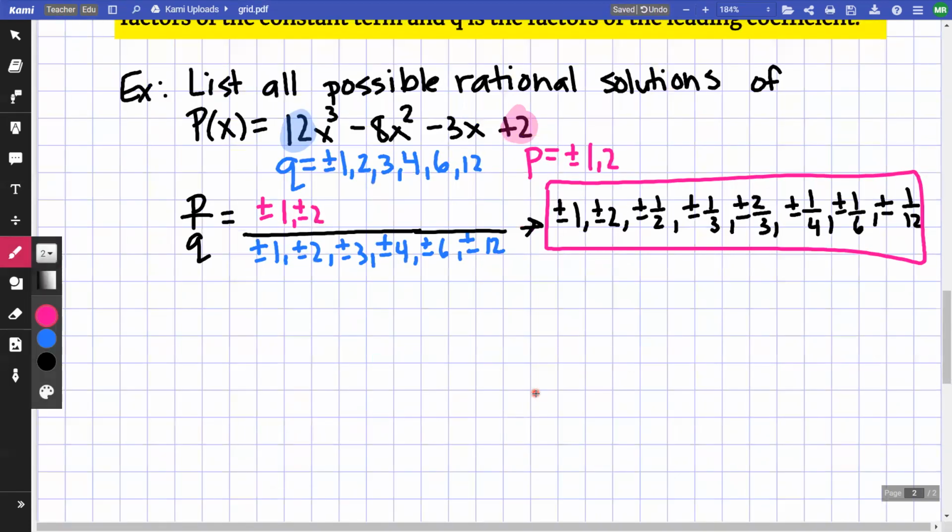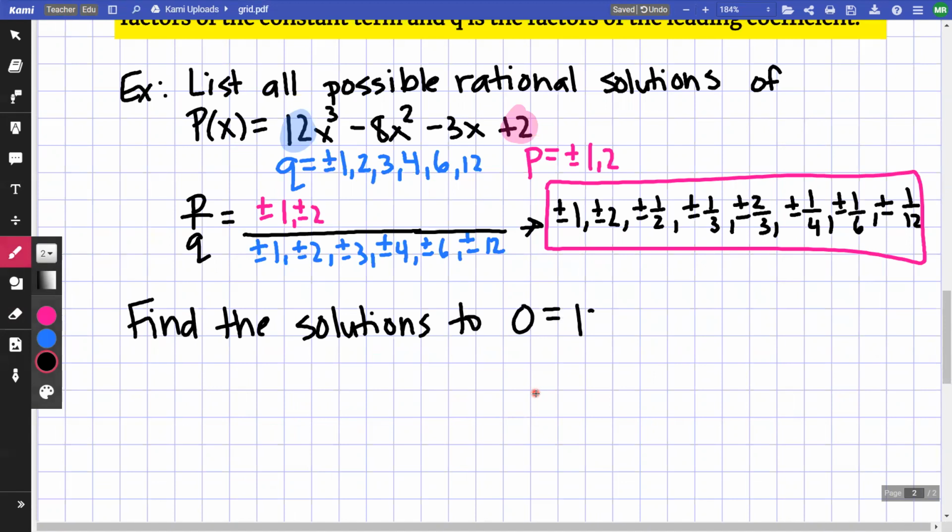So now, if they say, find the solutions to 0 equal, let's say, 12x cubed minus 8x squared minus 3x plus 2. So I'm dealing with the same problem here, but now I'm actually going to solve it. I'm going to use synthetic division, and I'm going to use only these numbers. Okay. So I'm going to do it in a table form.